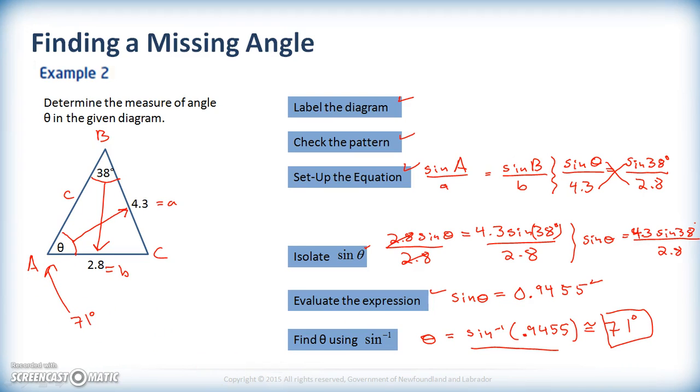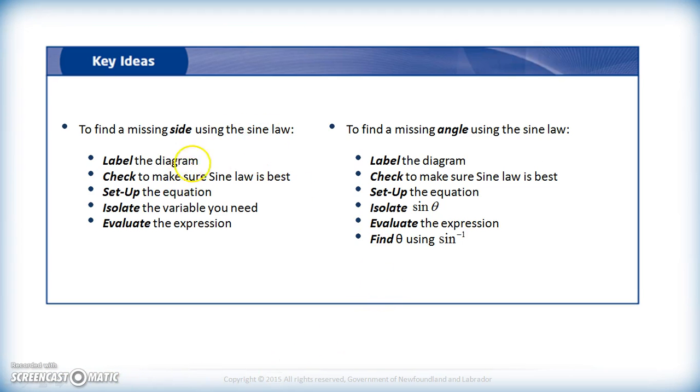All right, so that's it. That's how we use the sine law to find missing sides and angles. So it's pretty much the same thing. Label the diagram, check to make sure we're using the right law, set up the equation, and that's the same for both, whether you're doing a side or an angle, and then you just isolate what you need, evaluate, and then if you're finding an angle, make sure you use that inverse sine to finish it all off. And that's it. Thanks.